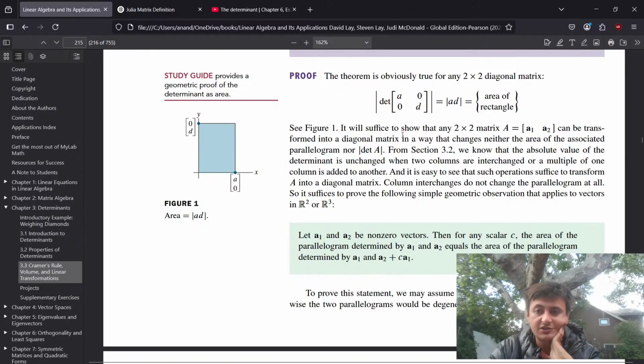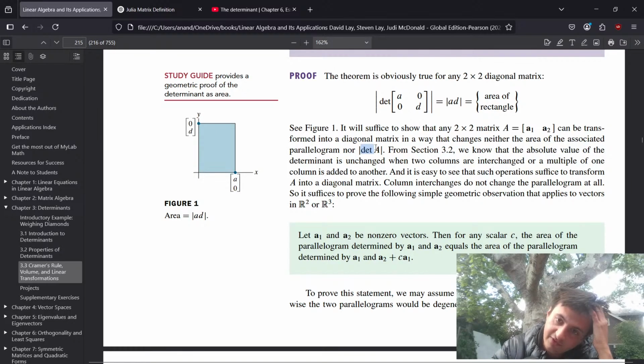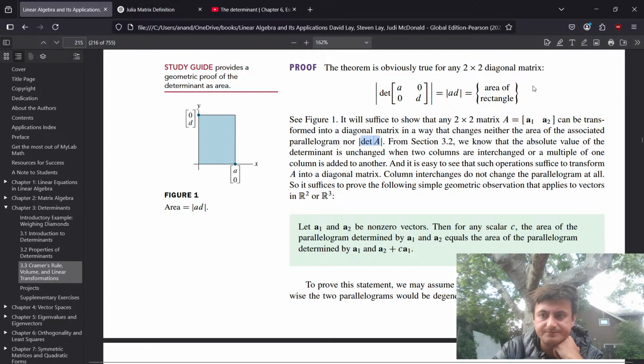It will suffice to show that any 2 by 2 can be transformed into a diagonal matrix in a way that changes neither the area of the associated parallelogram nor the absolute value of the determinant. From 3.2, we know that the absolute value of the determinant is unchanged when 2 columns are interchanged or a multiple of one column is added to the other. And it is easy to see that such operations suffice to transform A into a diagonal matrix.